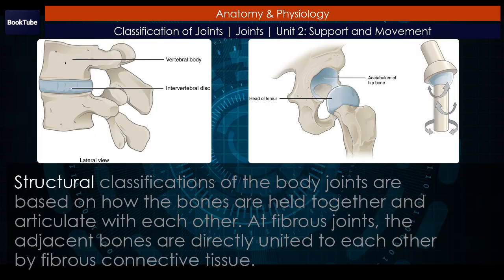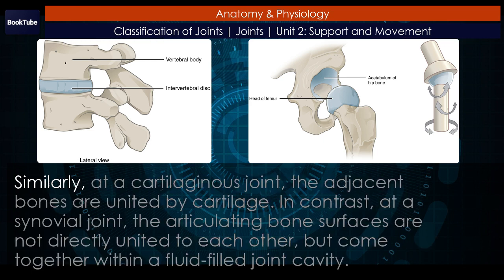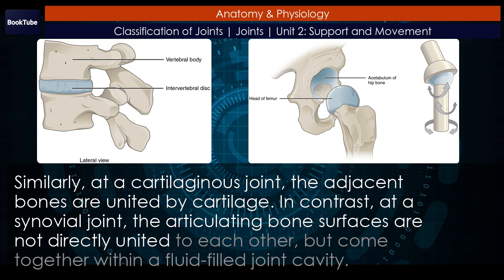Chapter Review. Structural classifications of the body joints are based on how the bones are held together and articulate with each other. At fibrous joints, the adjacent bones are directly united to each other by fibrous connective tissue. Similarly, at a cartilaginous joint, the adjacent bones are united by cartilage. In contrast, at a synovial joint, the articulating bone surfaces are not directly united to each other, but come together within a fluid-filled joint cavity.